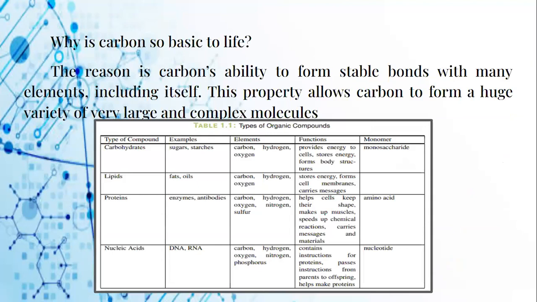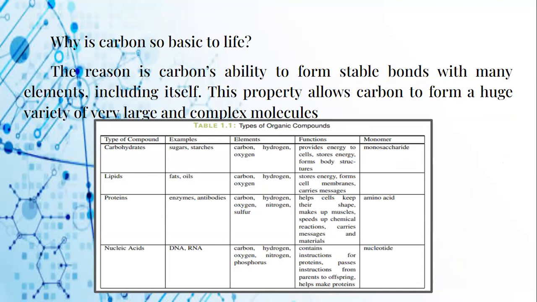Okay, so why is carbon so basic to life? So bakit kaya po ba kailangan natin ng carbon? So the reason is carbon's ability to form stable bonds with many elements, including itself. So this property allows carbon to form a huge variety of very large and complex molecules.